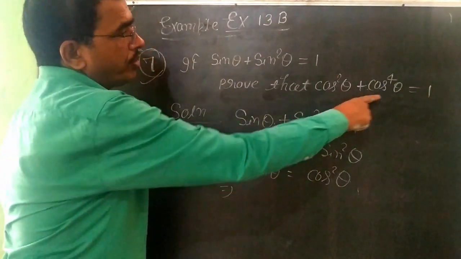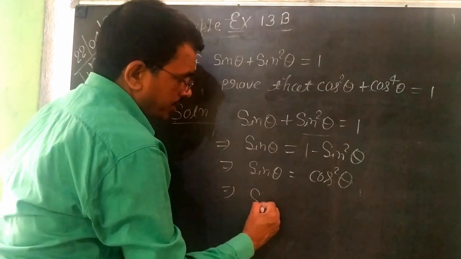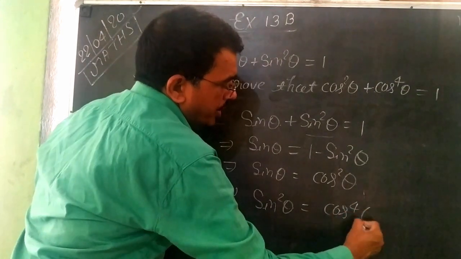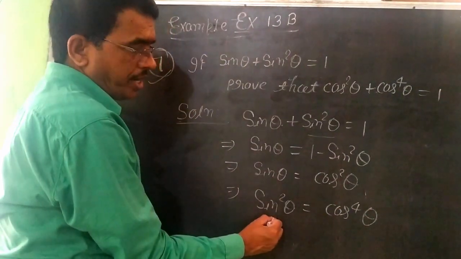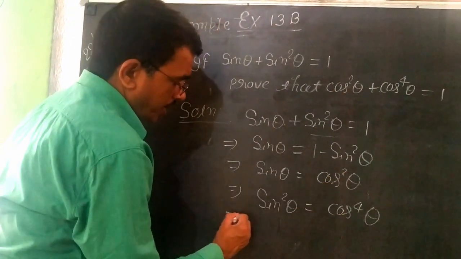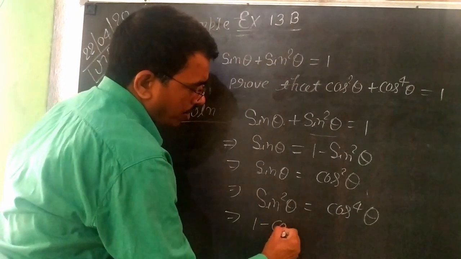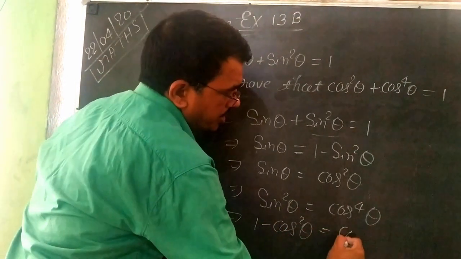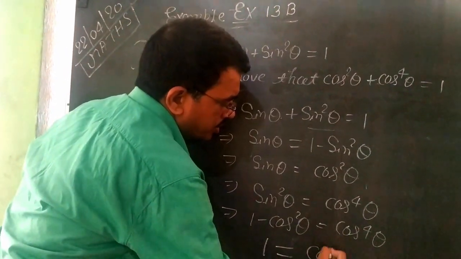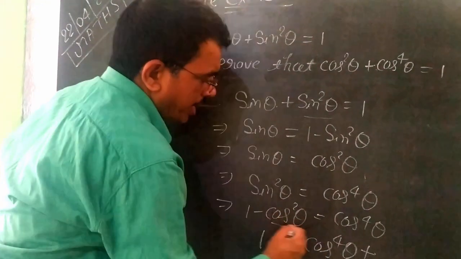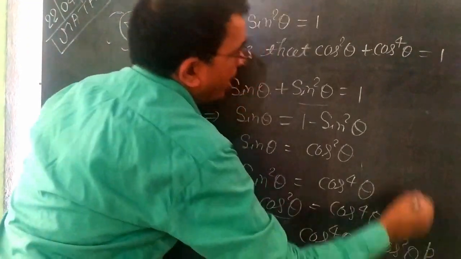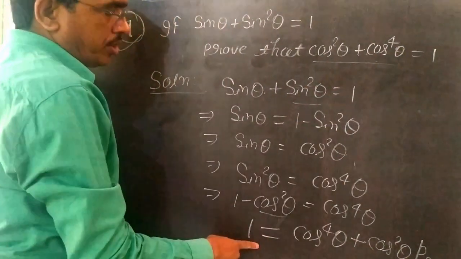Now you have to get cos 4, so squaring both sides. Then you write sin square theta and it is cos 4 theta, because squaring both sides, the square of sin is sin square and the square of cos square is cos 4. And it is the value of 1 minus cos square theta, and it is cos 4 theta. So 1 is equal to cos 4 theta, and this is minus cos square, go this side, that is cos square theta, and it is proved. You have to get cos square plus cos 4 is equal to 1, that is RHS.